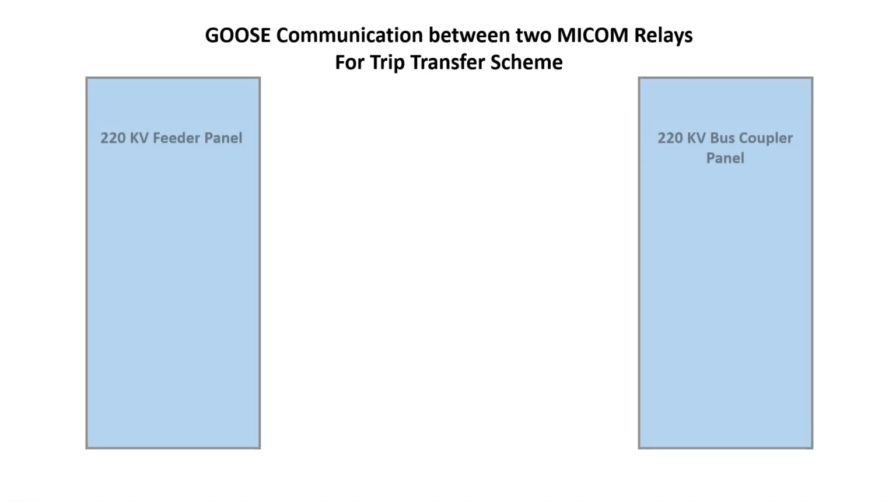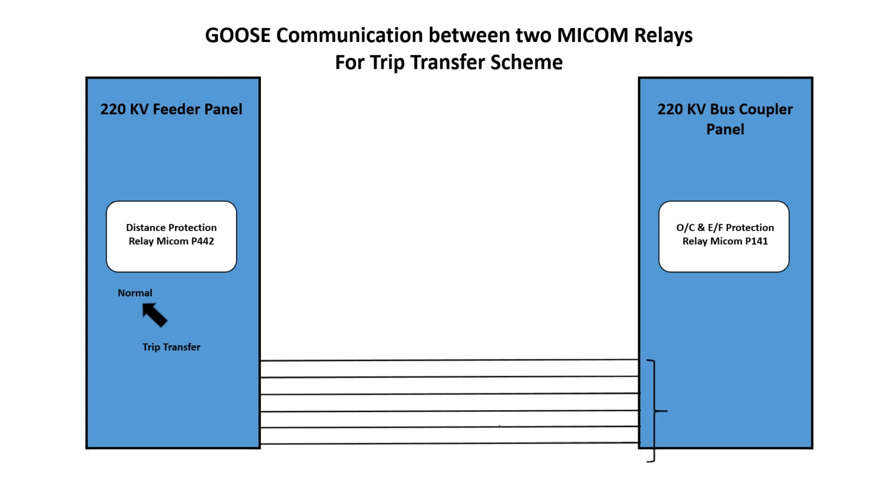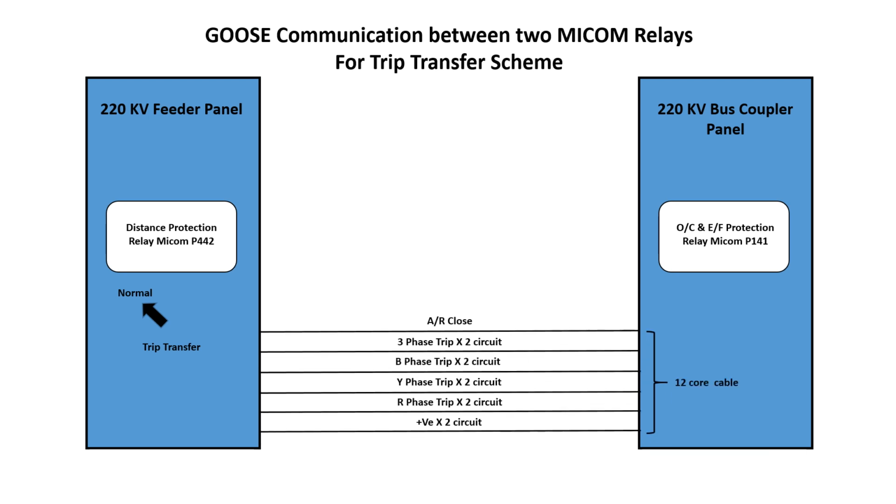Now, as you can see through this schematic diagram of GOOSE communication, there are two panels. One is the line panel, another is the bus coupler panel. What we need to transfer from the line panel to the bus coupler panel is various tripping signals: three phase tripping, single phase tripping, and auto reclose function, which need a 12 core cable and a lot of wiring.